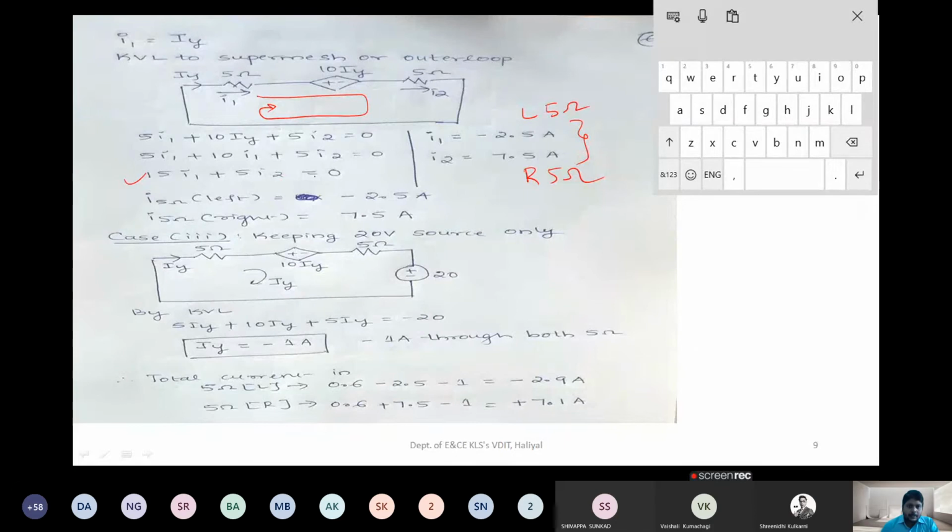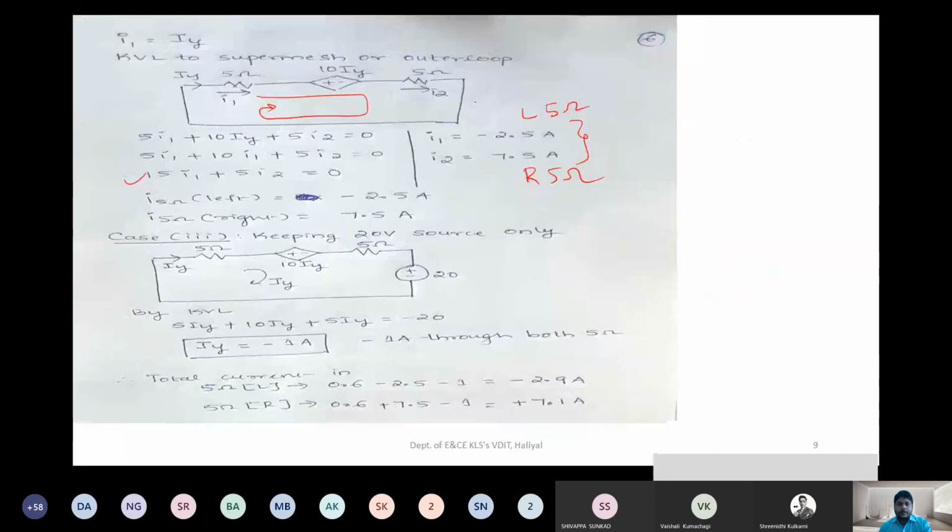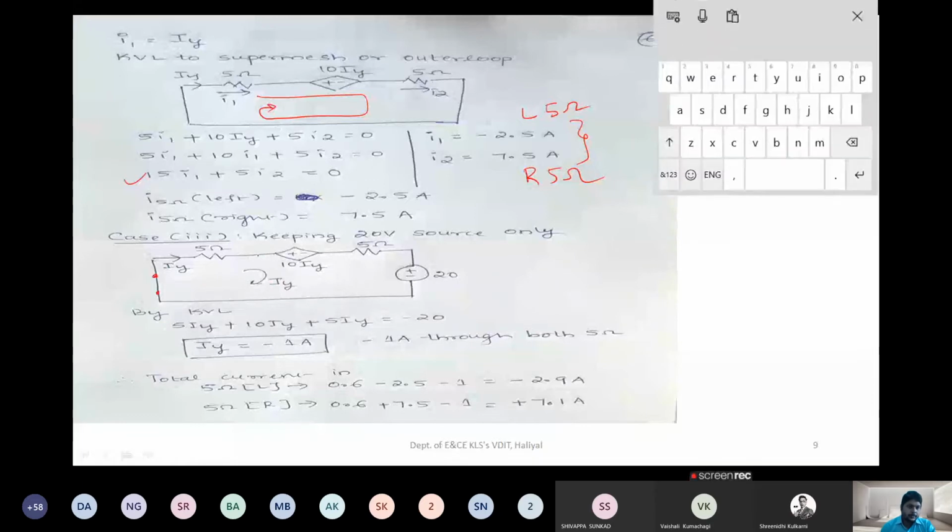Similarly, you have to consider the third case, where the 20 volt source is acting now. That means you have to open circuit the current source and short circuit the other voltage source. Here we had that one, right? It is very similar to case one. You have to solve for Iy, and you will get minus 1 ampere. So in both resistors, a current of minus 1 ampere is flowing.